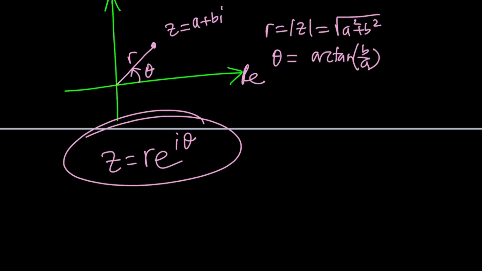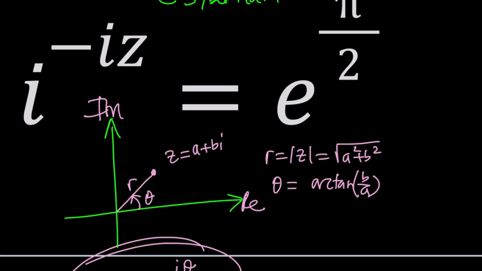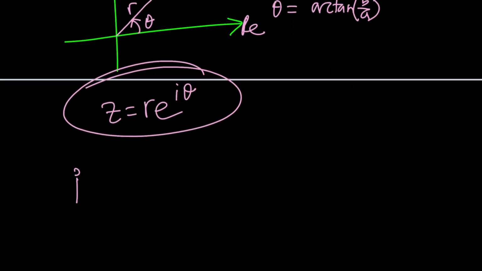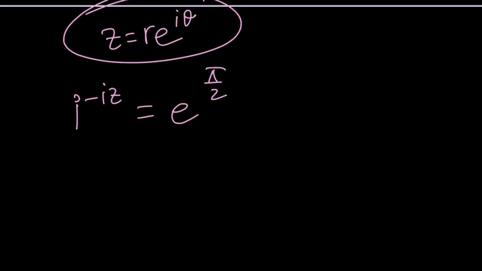Now, how do we use this information? Do we replace z with r e to the i theta? It's probably one way to approach it. Why not, right? You can go ahead and try it. For example, replace this with r e to the i theta.